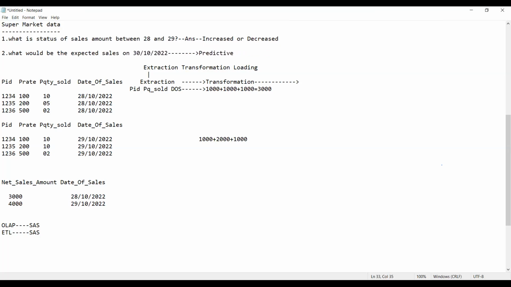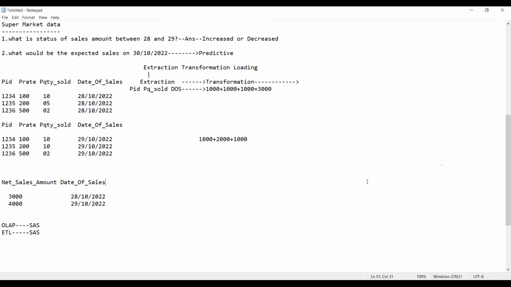So the 30th is there or not, guys? What is the date today? The 29th of October, right? So that means the 30th is the future for us. Yes, tomorrow, Sunday, will be the 30th. So you wanted to know what sales may happen on Sunday.